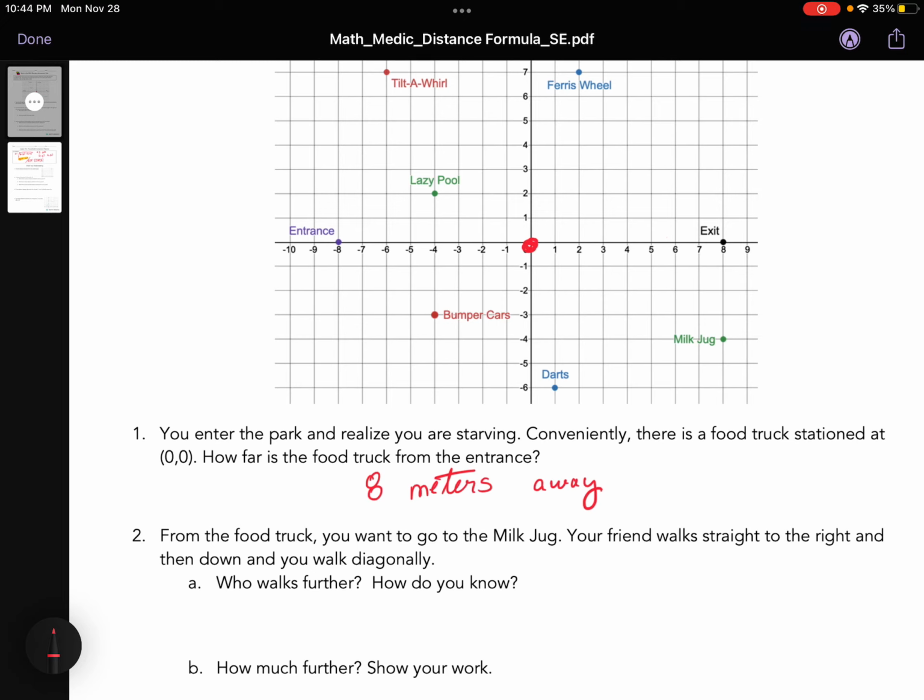You're going from 0, 0 to the milk jug. If your friends go straight to the right, then down, they're going to walk 1, 2, 3, 4, 5, 6, 7, 8, 9, 10, 11, 12. So your friends walked 12. You walk diagonally. So from here to the milk jug, how would you find that?